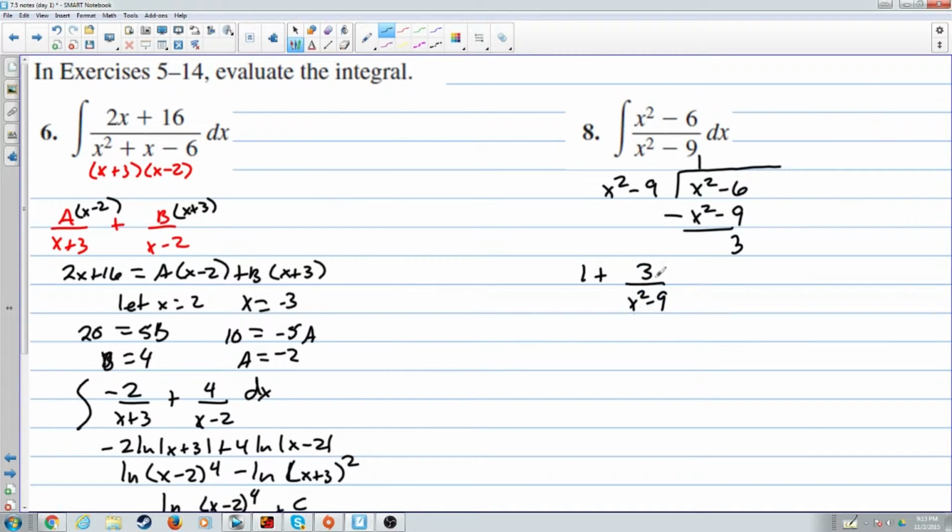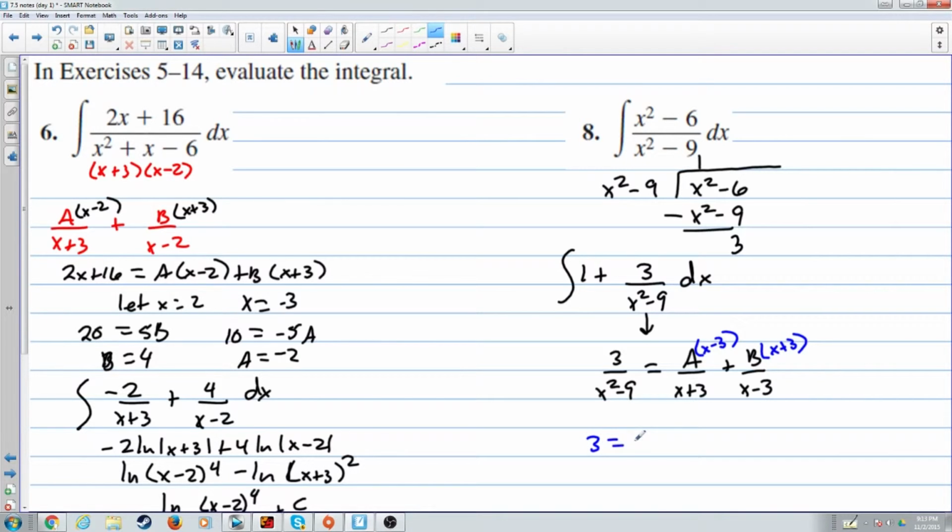Now we're going to do the partial fraction just on this piece right here. So we're still integrating all of this, but now let's do partial fraction. We have 3 over x squared minus 9 is equal to a over x plus 3, and then plus b over x minus 3. So let's get common denominator again. We have x minus 3, and we're going to multiply this by x plus 3.